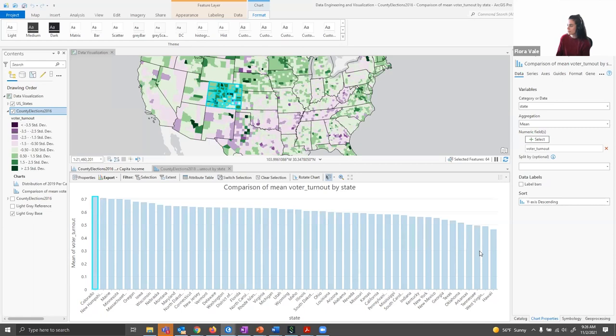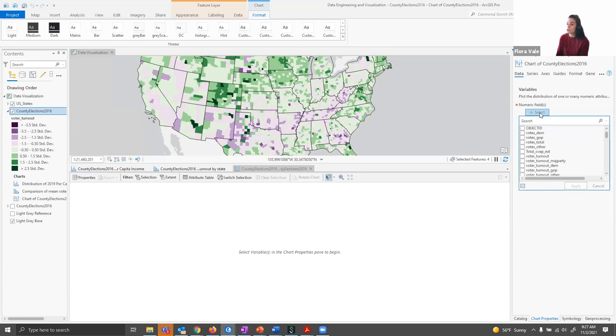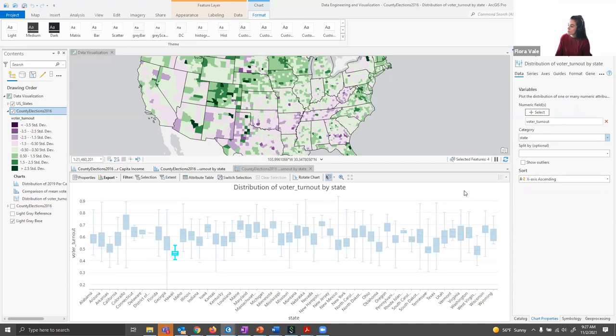But within each state, we can still have quite a bit of variation. So another way to look at this would be to use box plots. Box plots are going to show us the distribution of each category. So again, I choose voter turnout, and then I set my category to state. Now I have one box plot for each state, and I can turn on the outliers here.